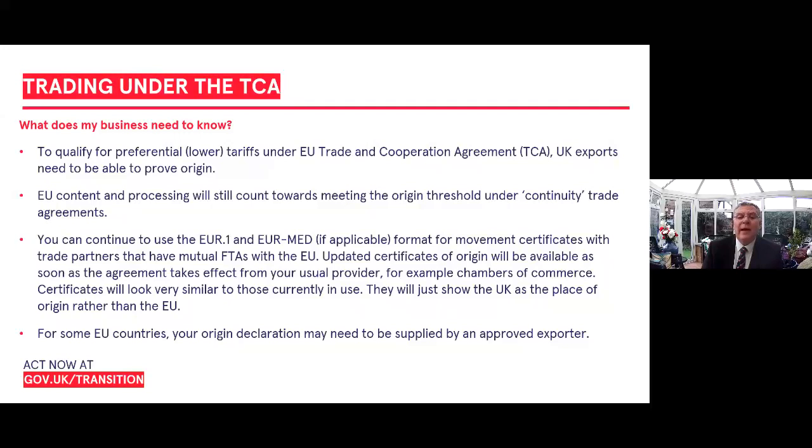Businesses need to be aware that to qualify for preferential lower tariffs under the EU Trade and Cooperation Agreement, UK exports need to be able to prove origin. This was true in 2020 and remains the case. EU content and processing will still count towards meeting the origin threshold under continuity trade agreements.